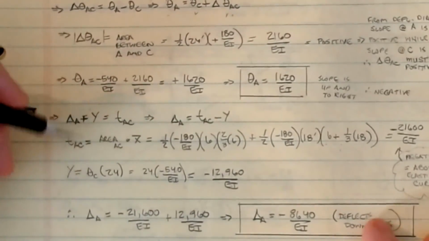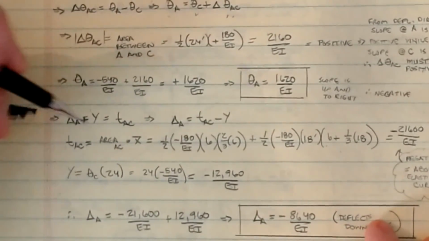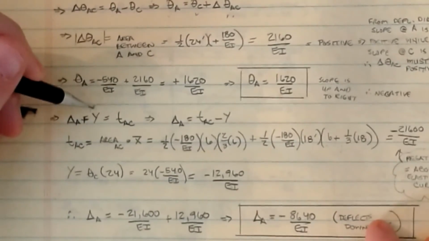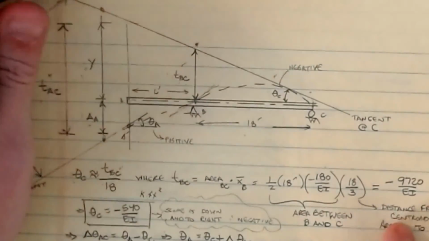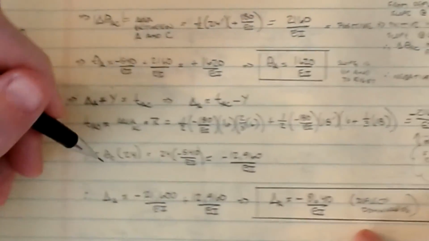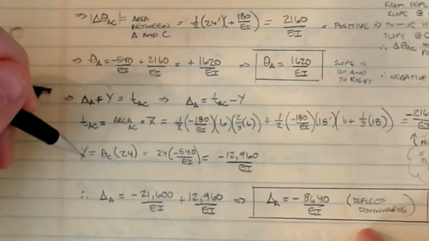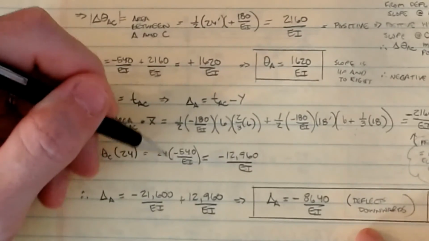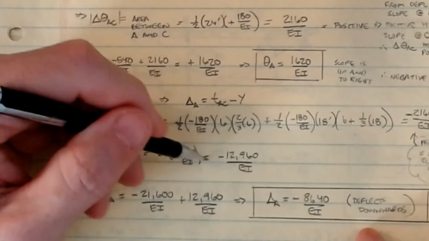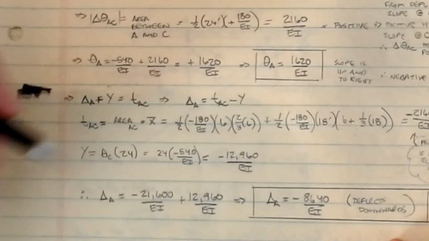Or sorry, TAC. The TAC is this guy. I want this, I still need this guy. But we know from the triangle that we constructed that this Y is the same thing as 24 times theta C. And so if I take advantage of that, since we have theta C from before, Y is 24 times minus 540 over EI, which is minus 12,960.